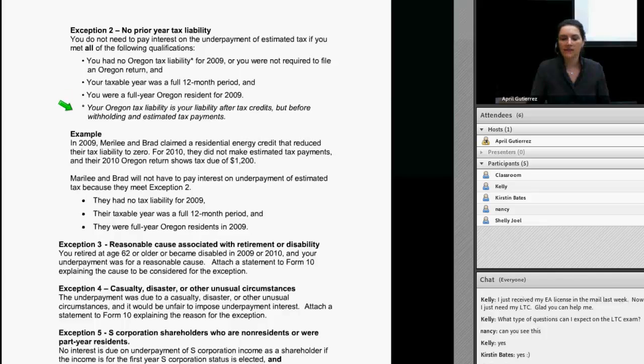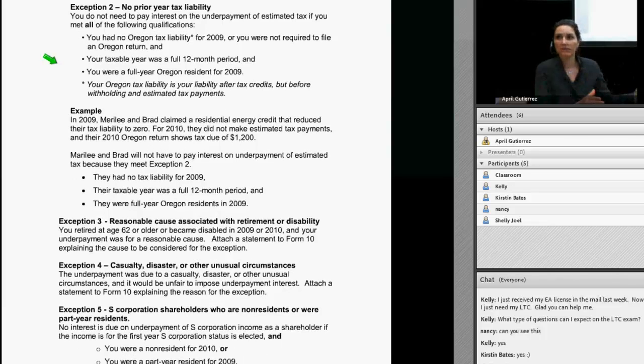So essentially what this is saying is you can only look to the zero tax liability formula if you were a full year resident the year before. So if in the prior year you were either a non-resident or a part year resident, this exception cannot apply to you. To qualify for exception number 2, you have to have been a full year resident in 2009, and in 2009 you were either not required to file or you had no liability when you did file.